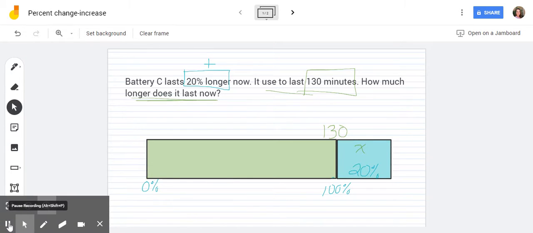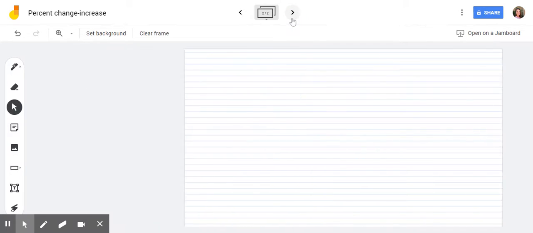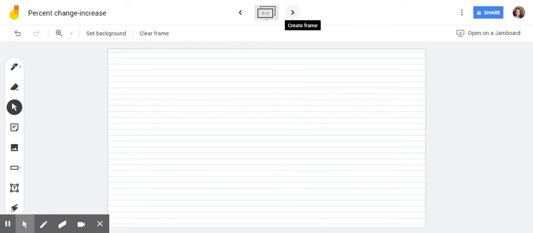Now we're going to take this information and set it up in a proportion to help us find how much longer this battery lasts. So when we write our proportion, we keep everything lined up like it was on the strip diagram. So on the strip diagram, we had 130 minutes matching up with 100%. That was equal to X minutes over 20%.